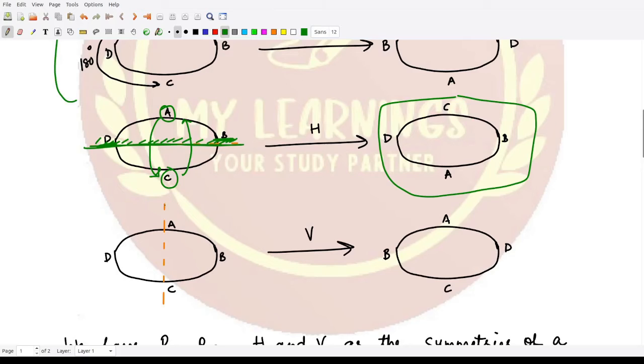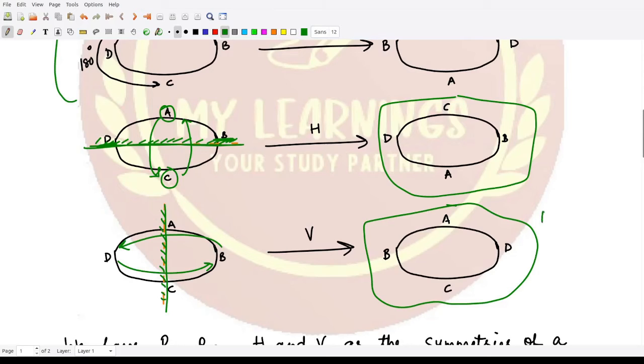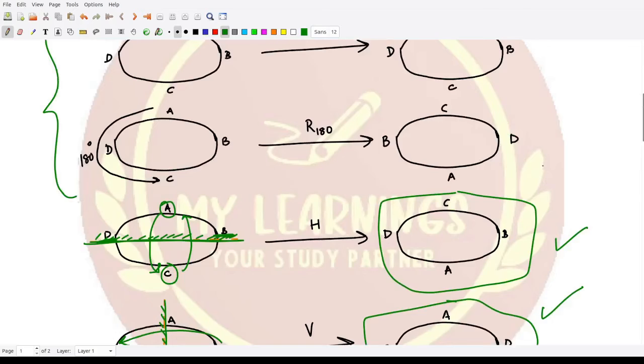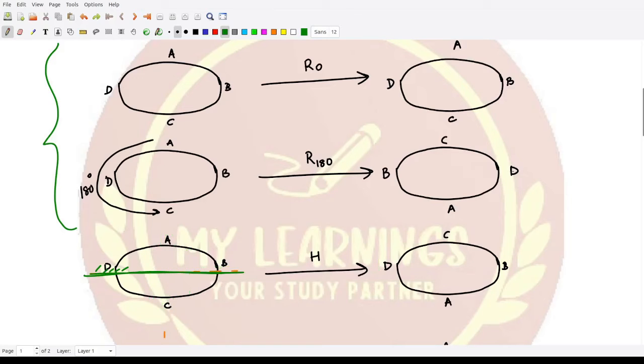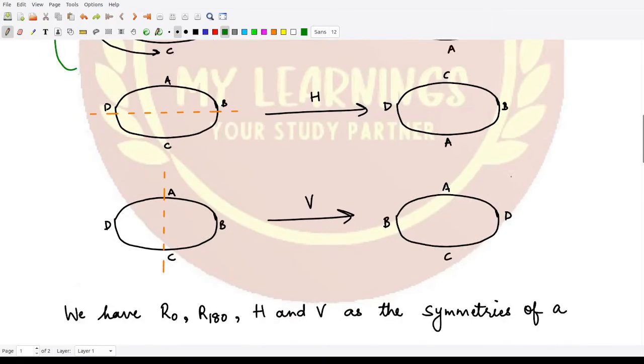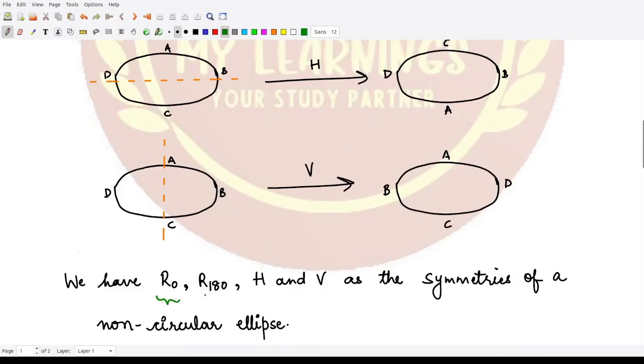When you take the vertical axis as the mirror, what would happen? B would go to the position of D and D would go to the position of B. The shape would be the same, however the positions differ. So in this case also we have reflection symmetry. In total, we have two rotation and two reflection symmetries here. Hence we have R0, R180, H and V as the symmetries for this non-circular ellipse.